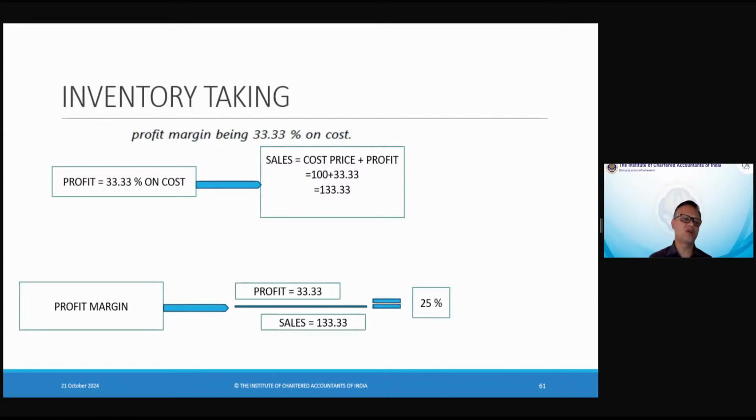So anytime in the exam also, if the profit is given as 33.33% on cost, remember immediately that the profit margin on the sales is 25%. If you get this type of question, immediately understand that the profit margin is on the sales, which is 25%. If it is 33.33% on cost, it means 25% on sales.